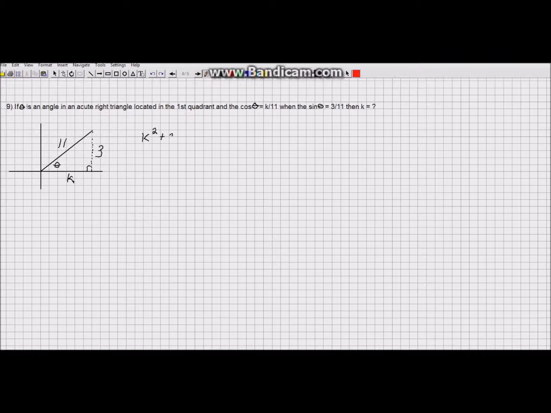Since I want to find k, I can just use the Pythagorean theorem. So k squared plus 3 squared is 11 squared. Square my 3 and my 11 and get 9 and 121. Subtract the 9 from 121 and get k squared equals 112. And then square root both sides. K is the square root of 112.